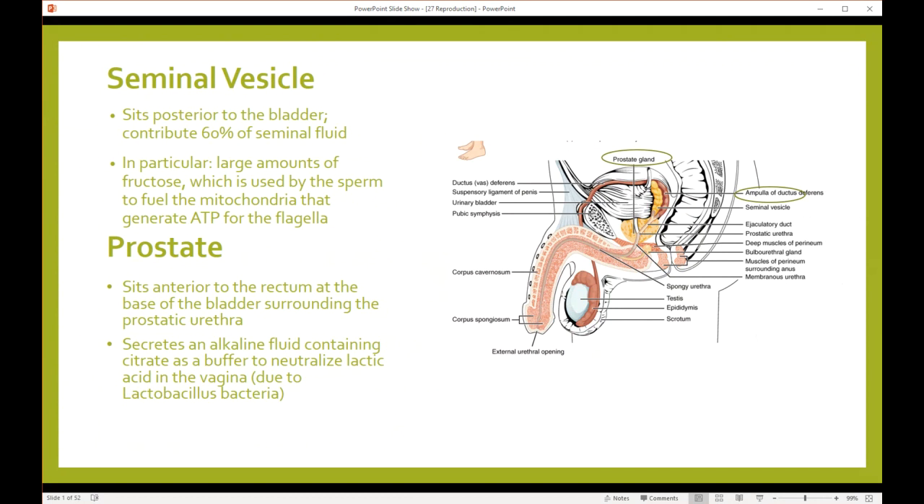At the base of the bladder, it surrounds the prostatic urethra. It secretes an alkaline fluid, which is sort of a base, containing citrate, and it's a buffer because the vagina has lactic acid in it, because it has lactobacillus bacteria in there that are producing lactic acid. So we need a buffer.